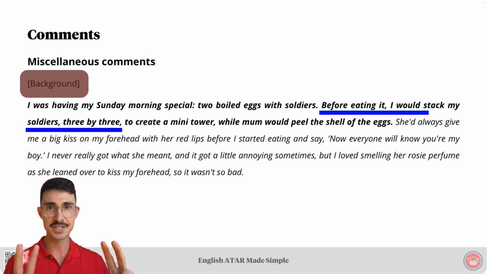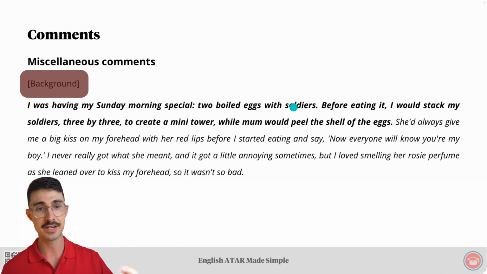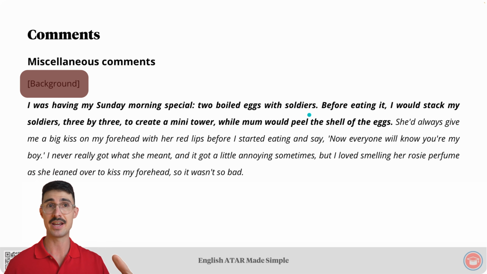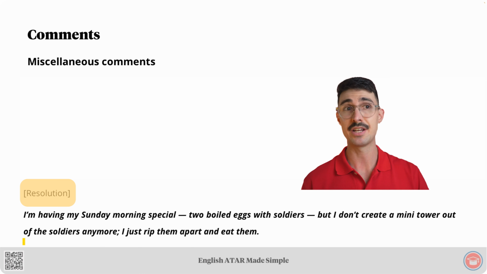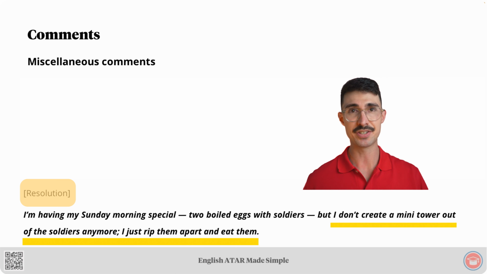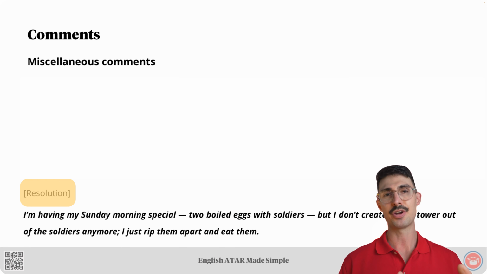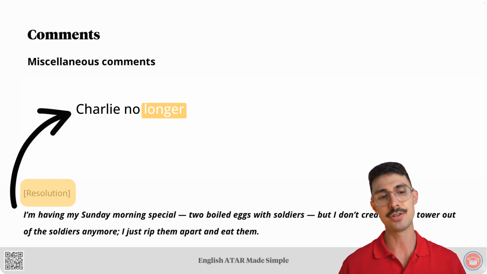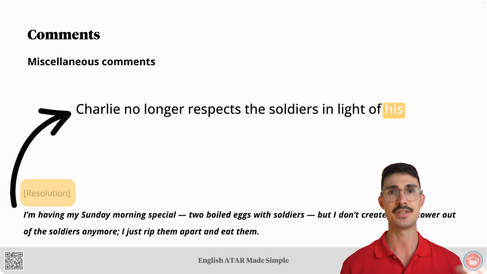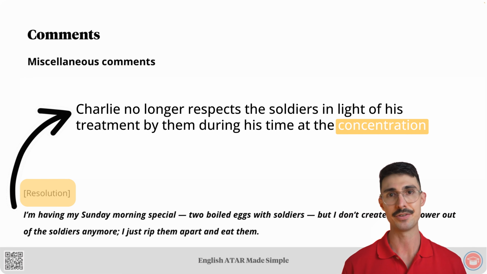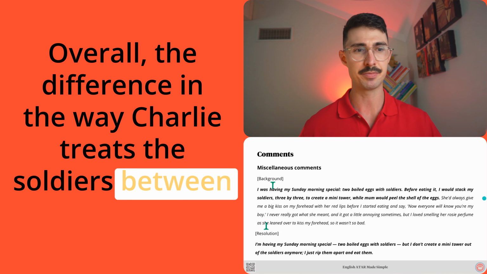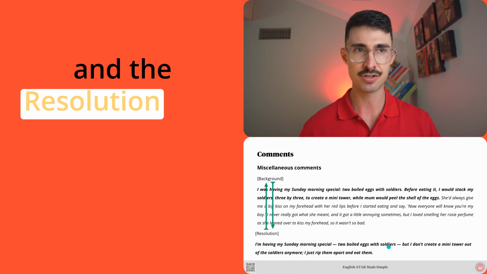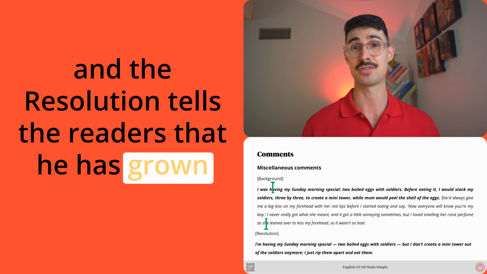Before the Simons took Charlie away, he treated these soldiers made out of bread with care. After Charlie witnessed and reflected on the brutality of the Simons, he didn't treat the soldiers with care anymore. He just ripped them apart and ate them. So what this is really saying is Charlie no longer respects the soldiers in light of his treatment by them during his time at the concentration camp. Overall, the difference in the way Charlie treats the soldiers between the background and the resolution tells the readers that he has grown as a character.